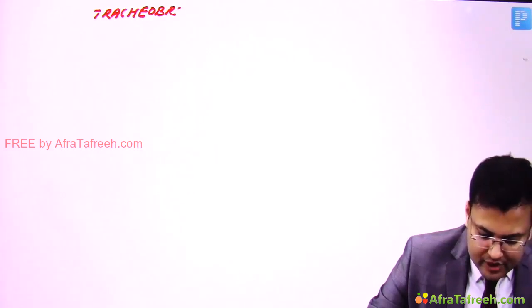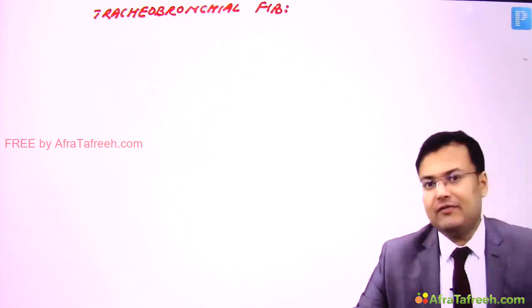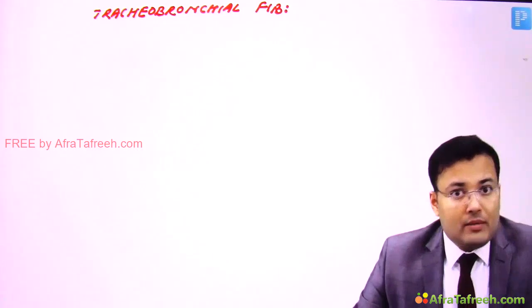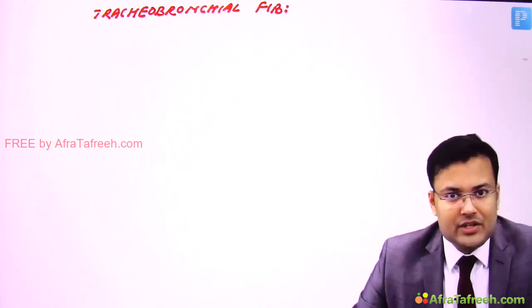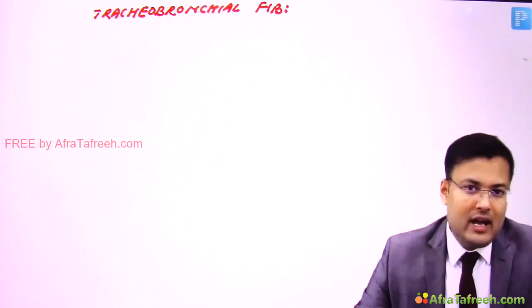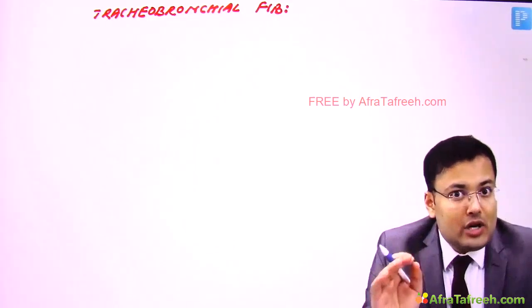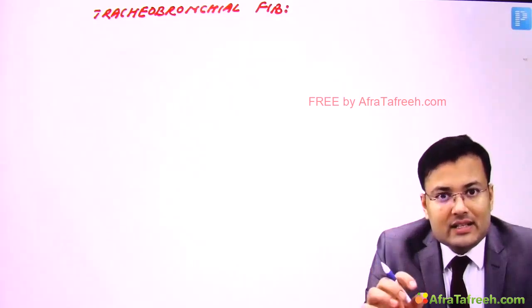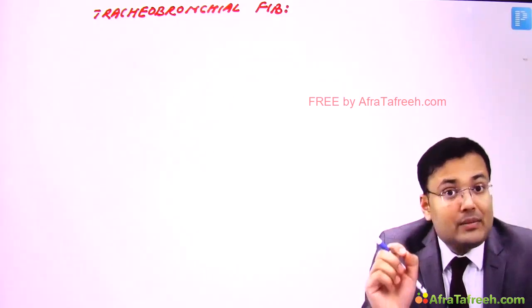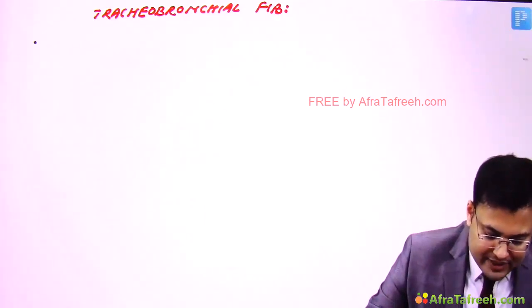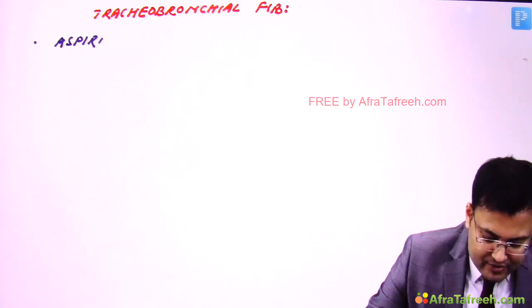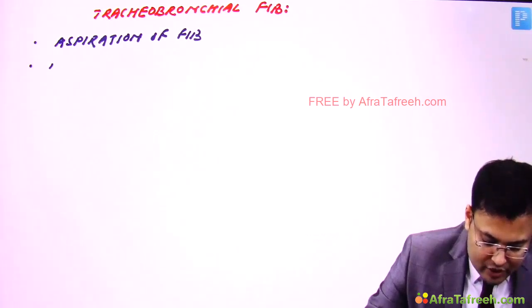Tracheobronchial foreign body. So what happens? There is aspiration of foreign body, clear? It is because of aspiration of foreign body, and it's most commonly seen in toddlers. And what is the most commonly aspirated foreign body? It's the peanuts. So you have to be very careful whenever these toddlers are playing with peanuts. So the first important point is that it is because of aspiration of foreign body, and it's most common in toddlers.